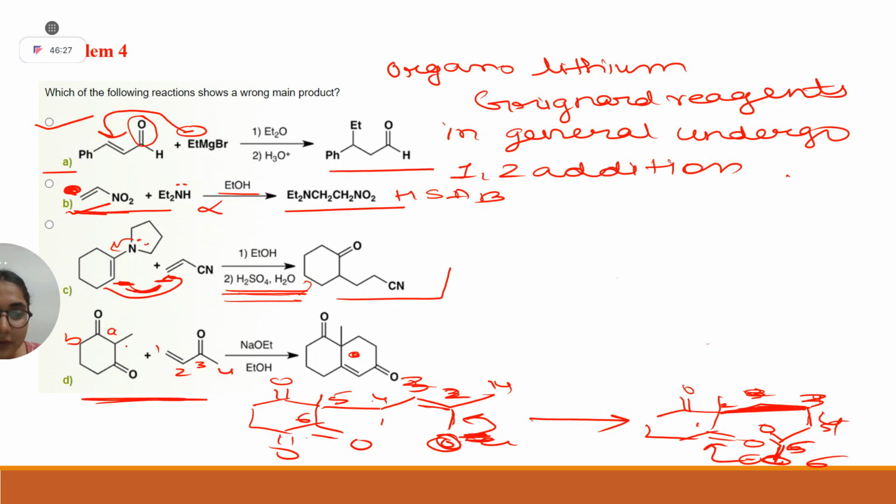I was only asking whether we should move with the sequence or choose any of them randomly. In our mind we know that this is the Michael acceptor and this will be the Michael donor, so obviously we are going to attack this to this. But in real life, if we have to perform this experiment in the lab, we will see the sequence of reaction. Yes, ma'am.